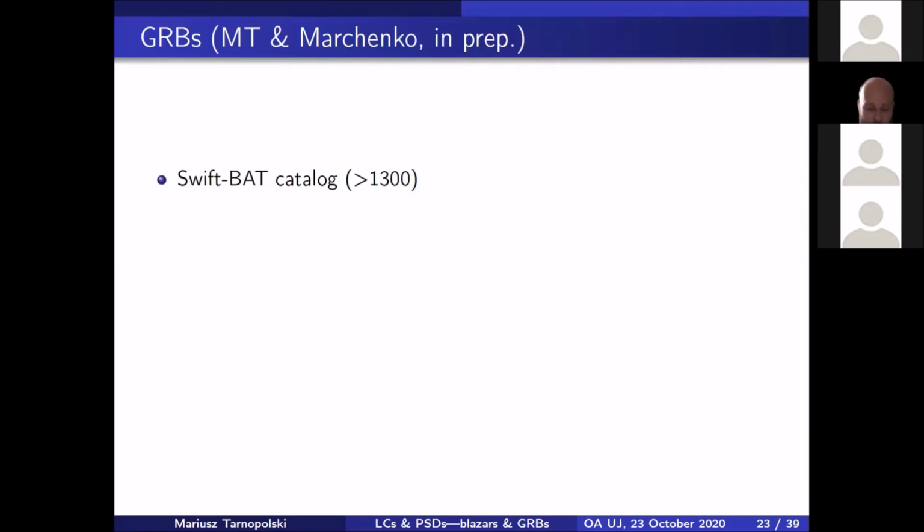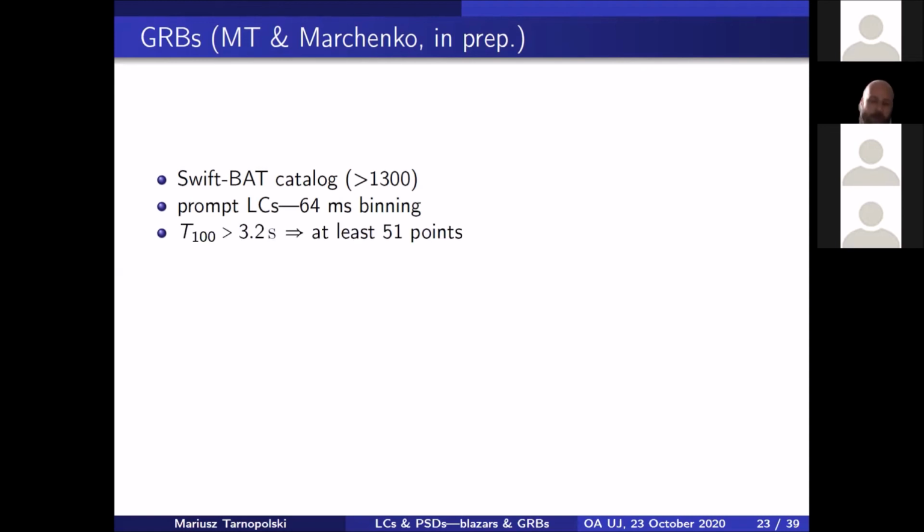Okay, so on to the most recent preliminary result concerning gamma ray bursts, utilizing the already mentioned methods. In general, we consider the Swift catalog of over 1,300 GRBs. We consider only prompt light curves in a 64 millisecond binning to get a uniform resolution for all of the sources. We consider only confidently long GRBs, that is those with durations more than 3.2 seconds, to get more than 50 points in order to get a good sampling.